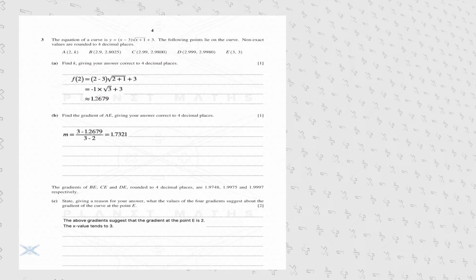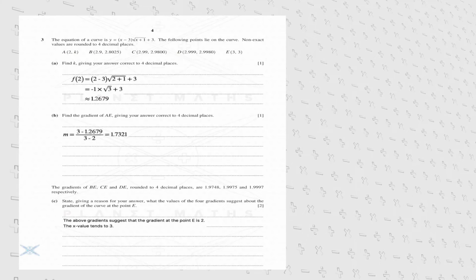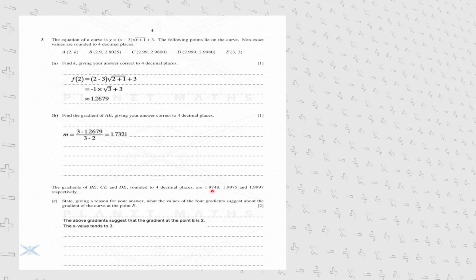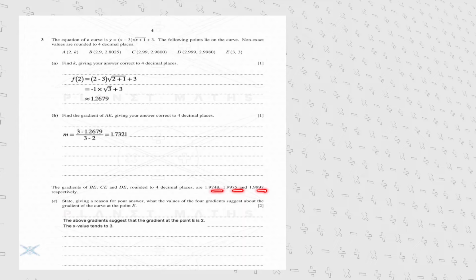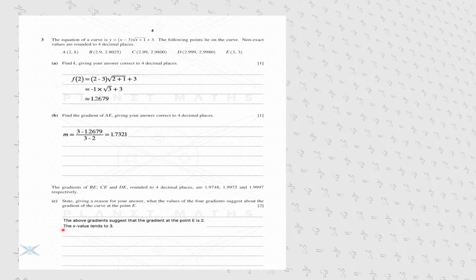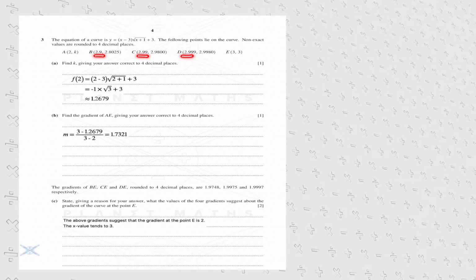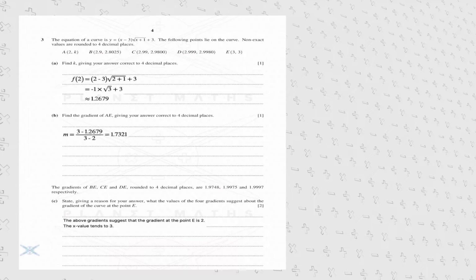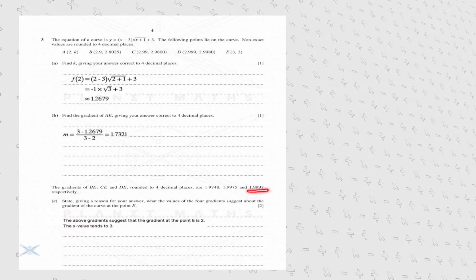is that the gradients suggest that the gradient at point E is 2, since the changes are getting smaller and smaller the closer that we get towards point E, and that additionally the x value tends to 3. So our changes are getting smaller and smaller, and the gradient will reach its limit for the value 2.